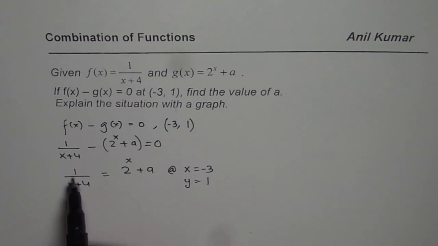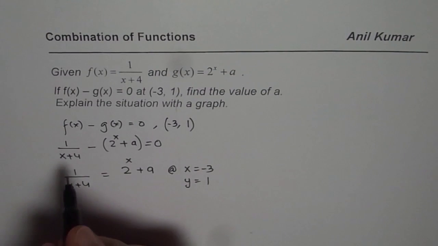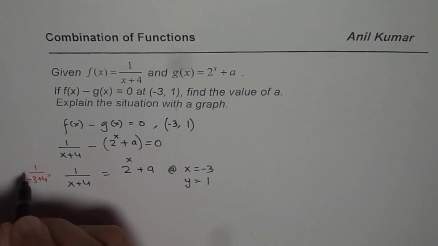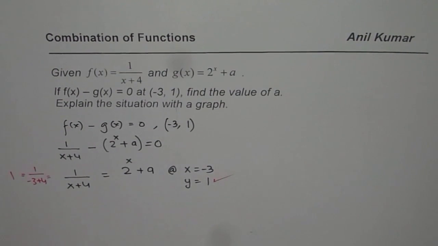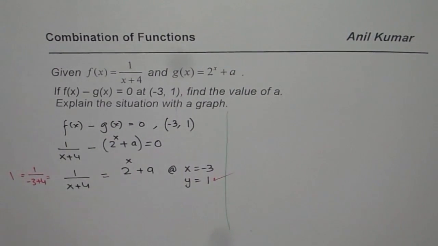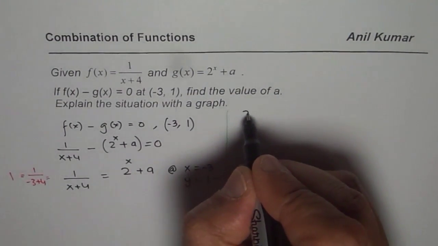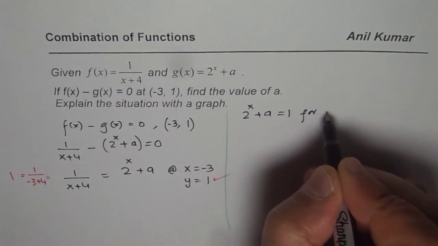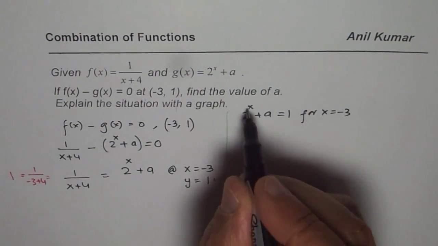On the left side, if I write -3, what do I get? I get 1/(-3+4), and that is indeed equal to 1, so it works. It should work for the right side also. So what we need to do here is solve 2^(x+a) equals 1 for x equals -3. So let me substitute -3 here.